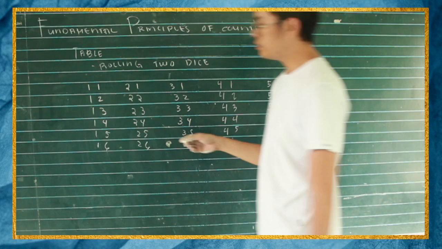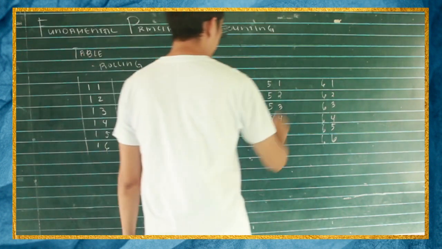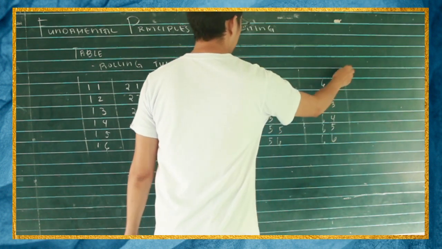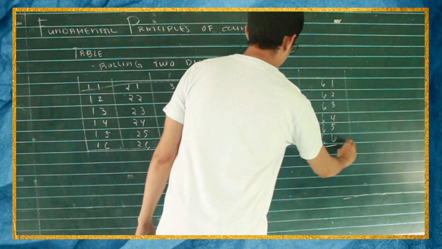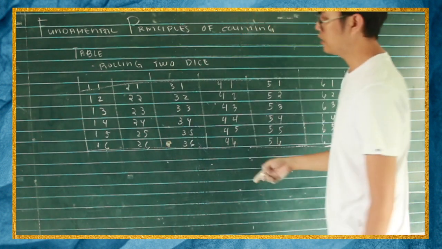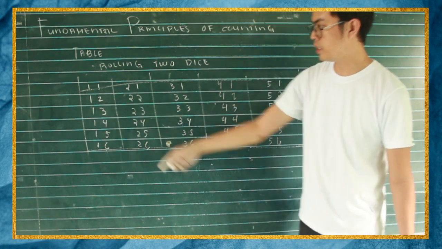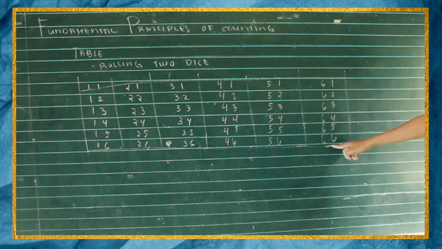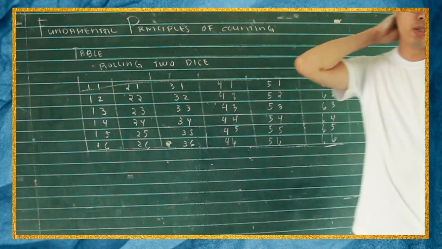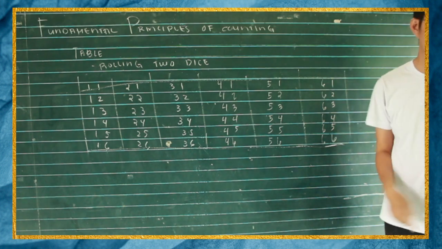So this is the list of all the possible outcomes if we roll two dice. The first digit would be the first die, and the second digit would be the second die. The highest is 6 and 6, and the lowest is 1 and 1. So that is how to list down all the possible outcomes using different methods.